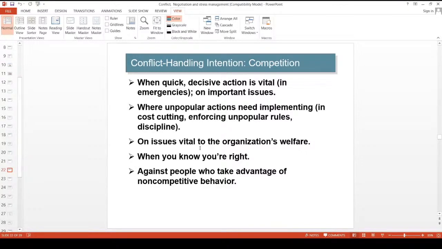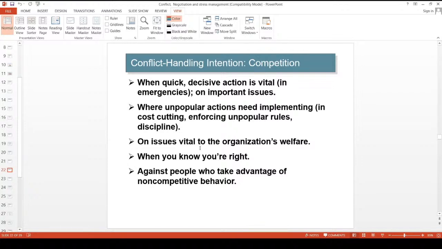That is competition. This competing situation will be more favorable. Decisive action is vital in emergencies or on important issues. When there are very important issues for the managers and the organizations, which are most important to the viability of the organizations, or when there are emergency situations and you have to take quick decisions, then this approach will be more suitable and better. It also applies where unpopular actions need implementing, such as cost cutting, enforcing unpopular rules, and discipline.